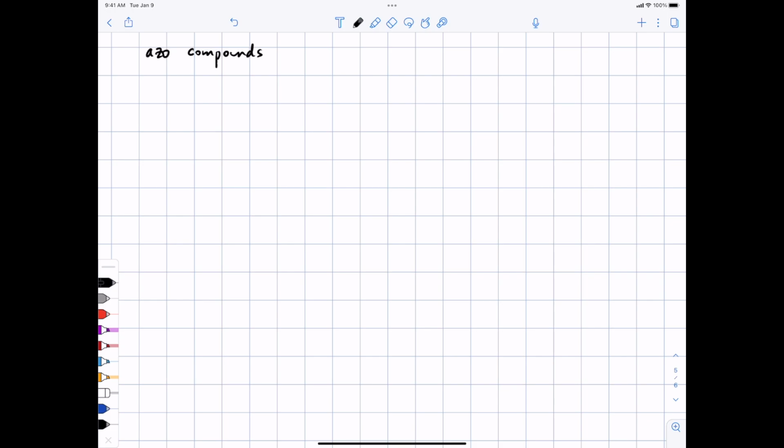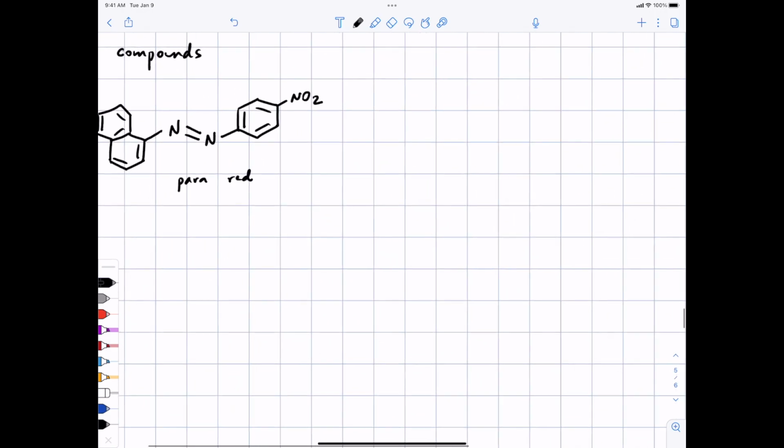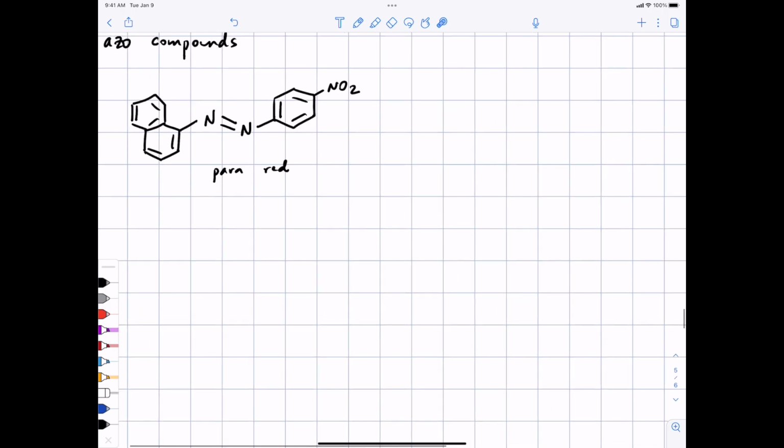So all azo compounds have in common a doubly bonded nitrogen, two nitrogens doubly bonded to each other, and they will differ in the identity of the groups attached to either nitrogen. The one here, this is just FYI, I don't intend for you to memorize this structure. This is called para red, and it's red. And basically, we're going to learn how to make both of the bonds that I'm highlighting in red.